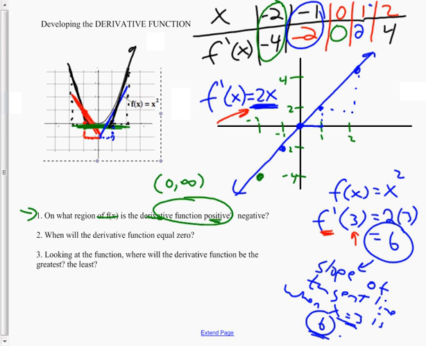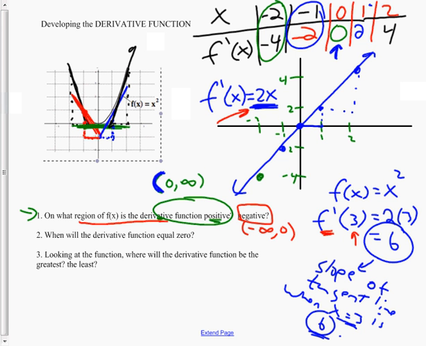And notice that we put a parenthesis for 0, because at 0, it's not a positive derivative or a negative derivative. At 0, the derivative is 0. It's neither positive nor negative. And on what region of f of x is the derivative negative? Well, it's negative when the function is decreasing, when it's going down, and that happens from negative infinity all the way to 0.